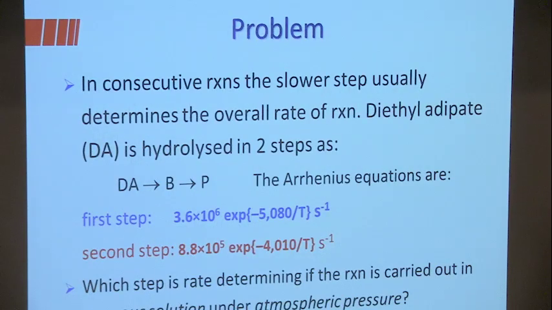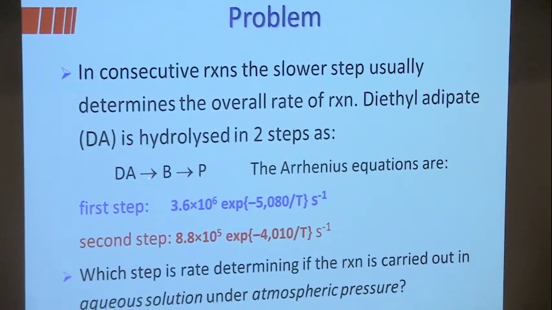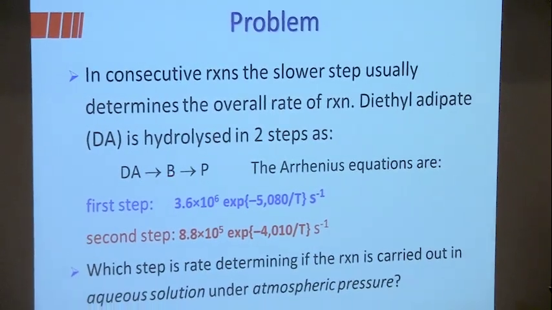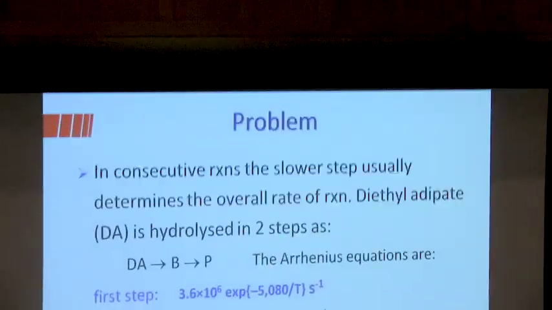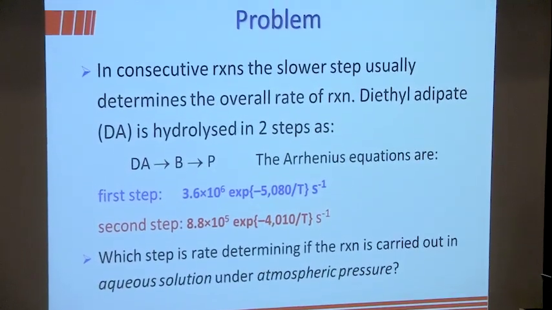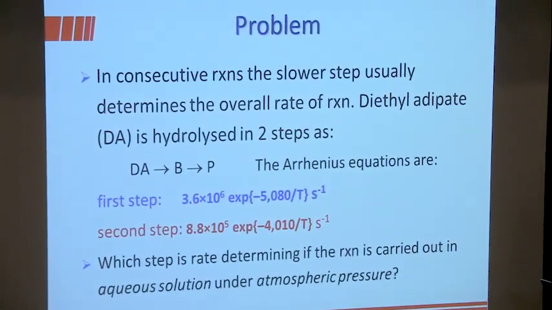Now this is getting back to the question that you asked a little bit earlier. Here's the thing. In consecutive reactions, the slower step usually determines the overall rate of reaction. Diethyl adipate is hydrolyzed in 2 steps. So we have diethyl adipate giving some sort of an intermediate B and then a product. The Arrhenius equation for the first step is 3.6 times 10 to the 6th times the exponent of minus 5,080 all over T.